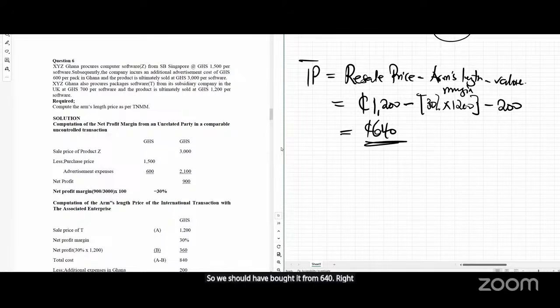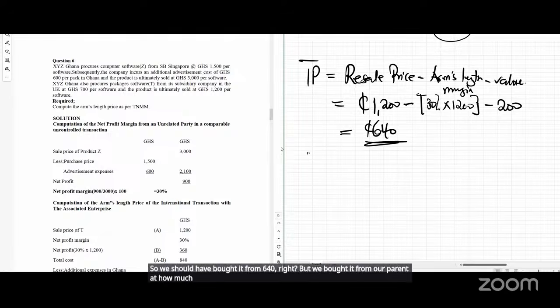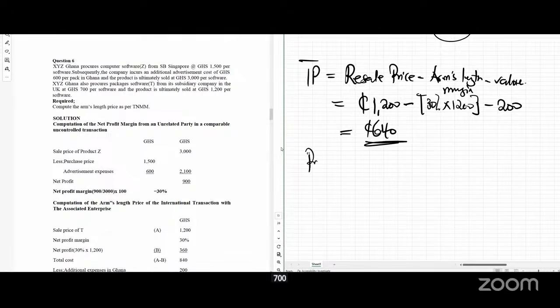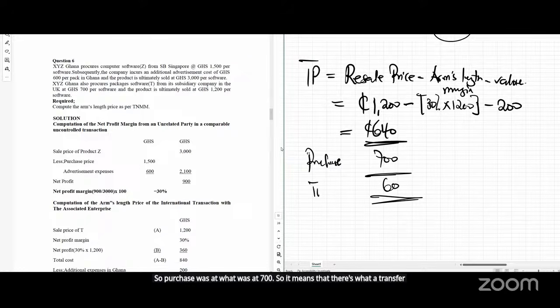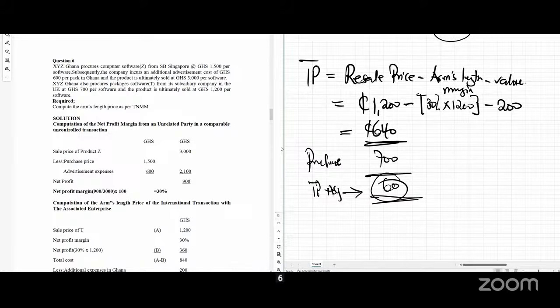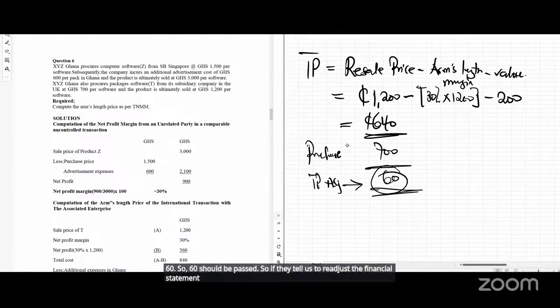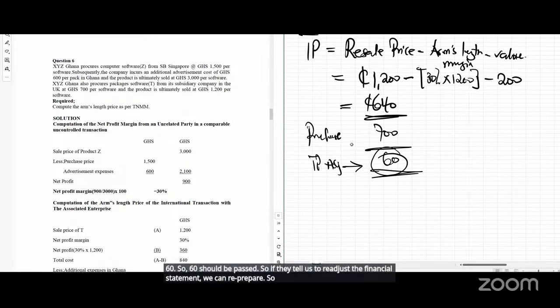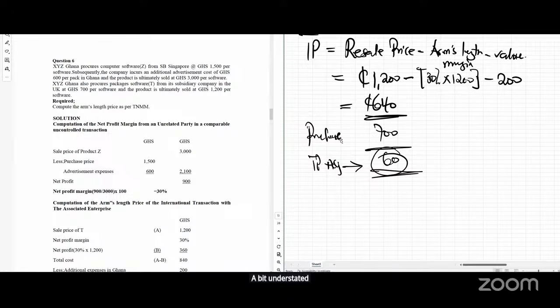But we bought it from our parent at how much? 700. So purchase was at 700. So it means that there's a transfer pricing adjustment of how much that should be passed? 60. So 60 should be passed. So if they tell us to readjust the financial statement, we can re-prepare. So was profit overstated or understated? Profit was understated, because we acquired it at a higher cost.